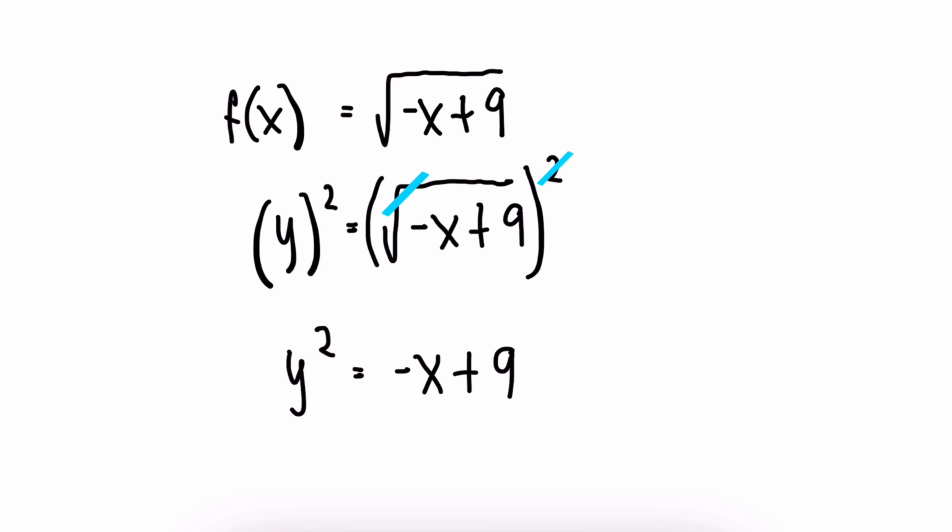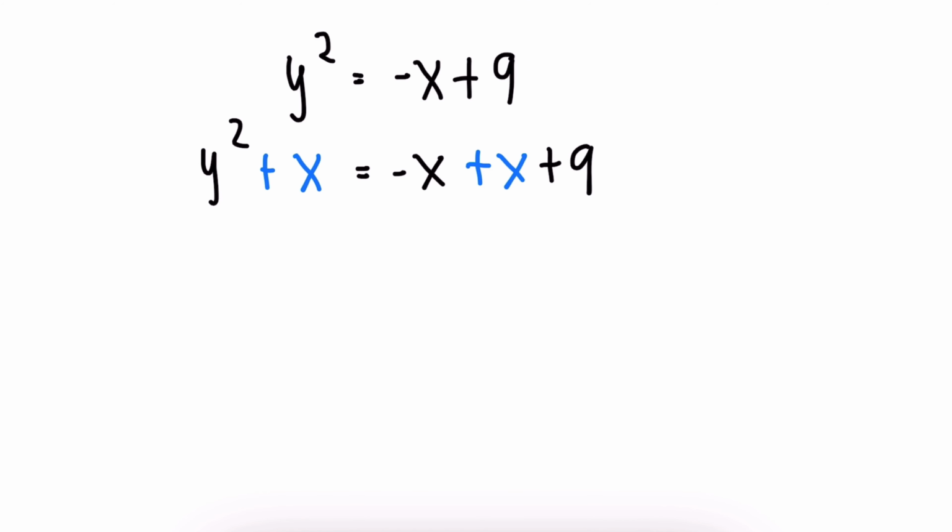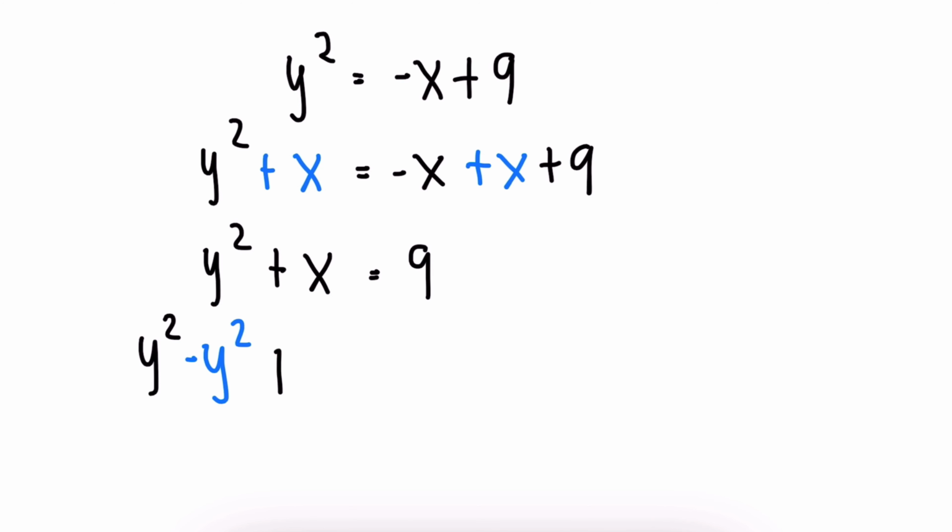To solve for x in terms of y, add both sides by positive x through addition property of equality. So the equation is y squared plus x is equal to negative x plus 9. Simplify, on the right side of the equation, negative x plus x, that is equal to 0. The equation will become y squared plus x is equal to 9. To solve for x, add both sides by negative y squared through addition property of equality, that is y squared minus y squared plus x is equal to negative y squared plus 9.